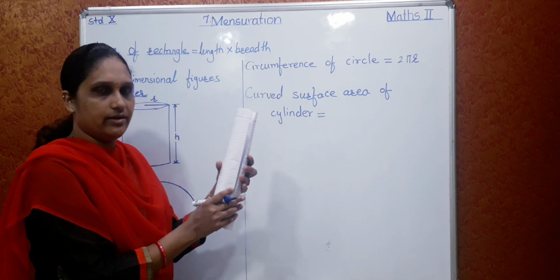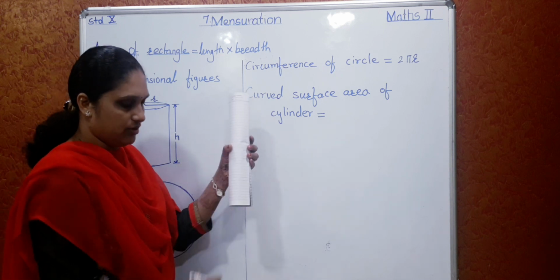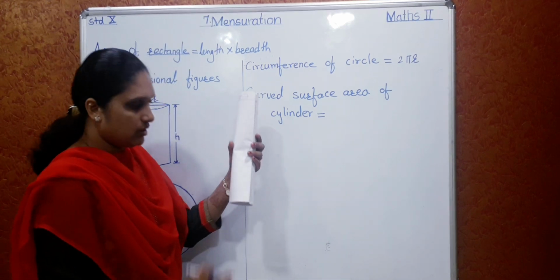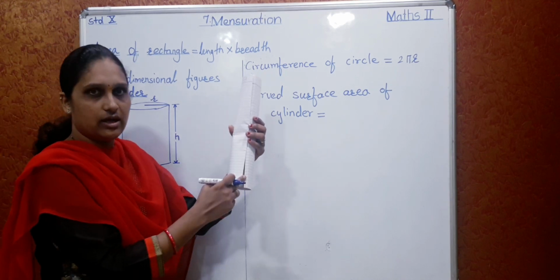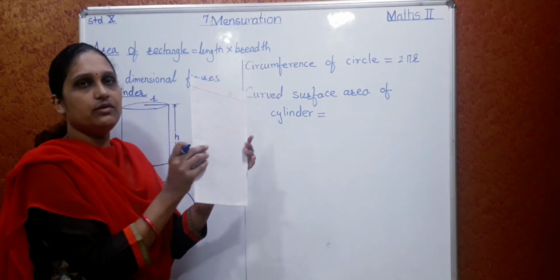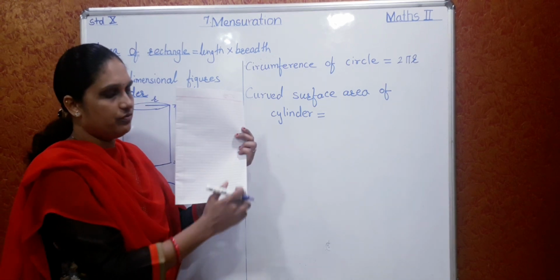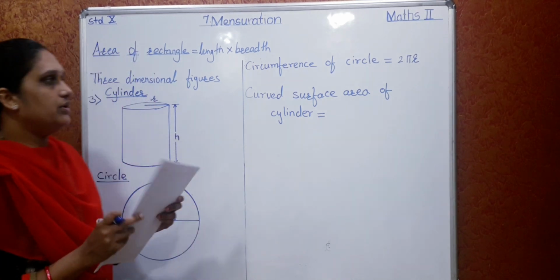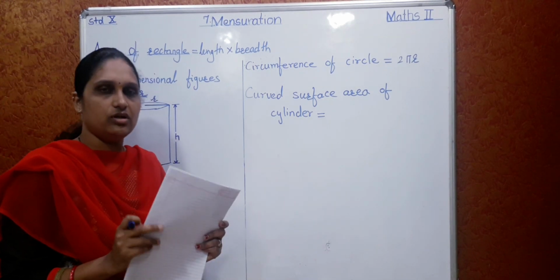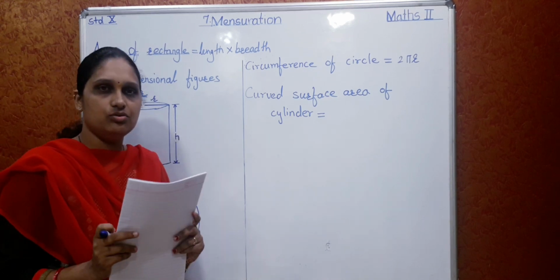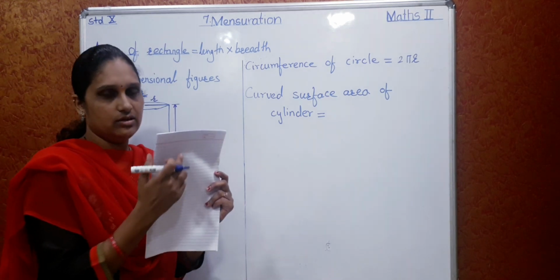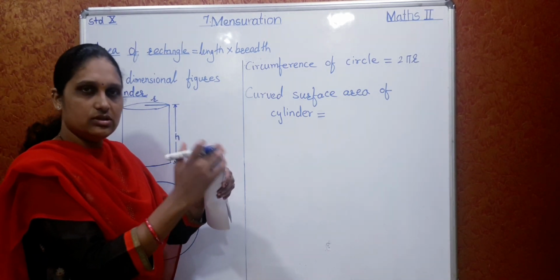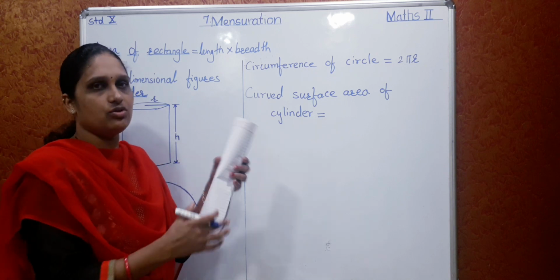And as I said, if I cut this cylinder at this line, what figure will I get? If I open it, I'll get the shape of a rectangle, a rectangular figure. So when we are finding the formulas for the cylinder, we will again use the area of a rectangle. Along with that, we need the area of a circle or the circumference of a circle.